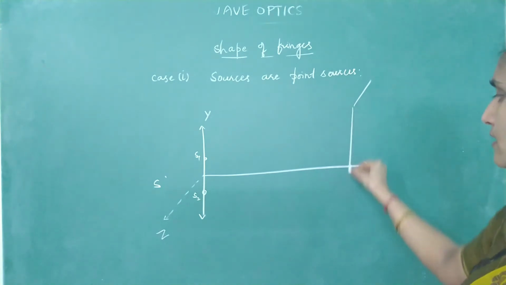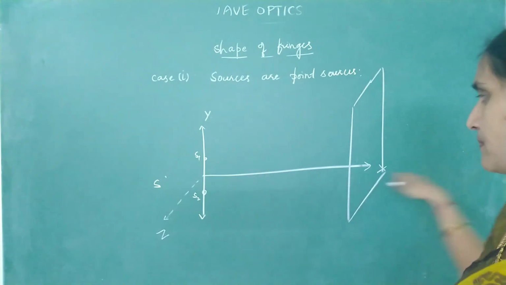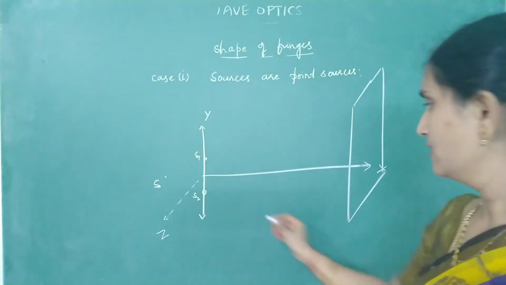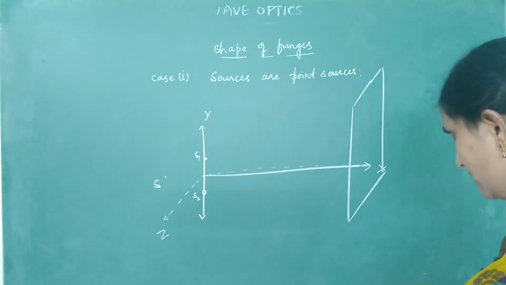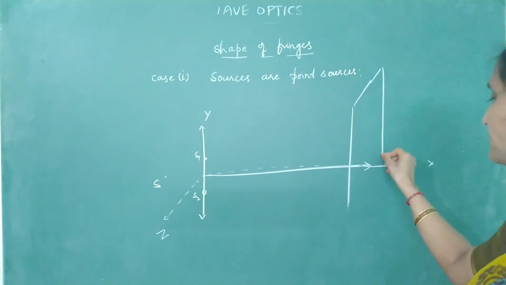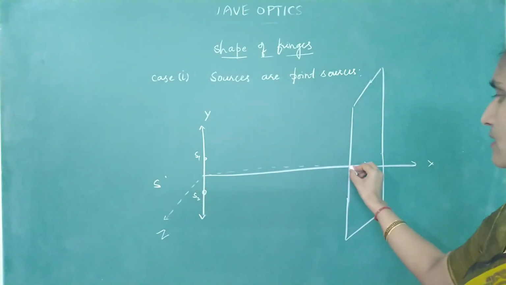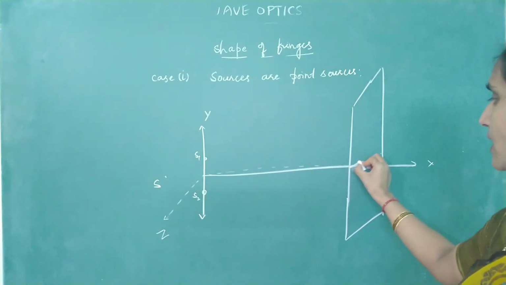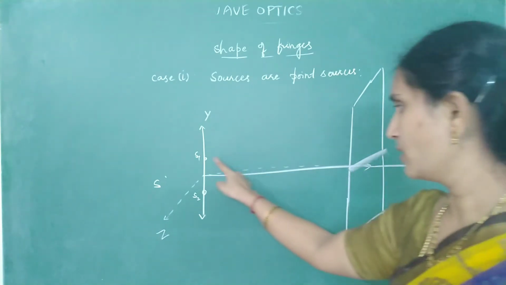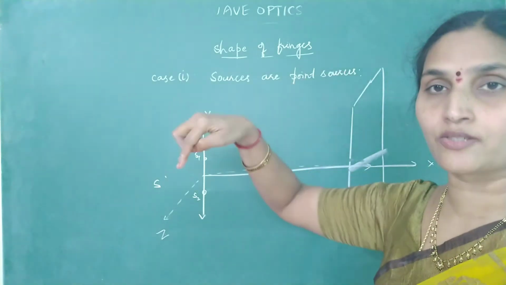A plane which is perpendicular to the x-axis. This is your screen. So if you keep a screen here, with a line passing through the center, and I extend it, you will observe hyperbolic fringes on the screen. The central fringe will still remain straight, because if you select a point P on it, the path difference remains the same throughout the straight line.